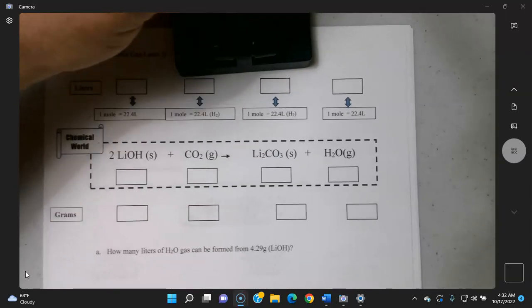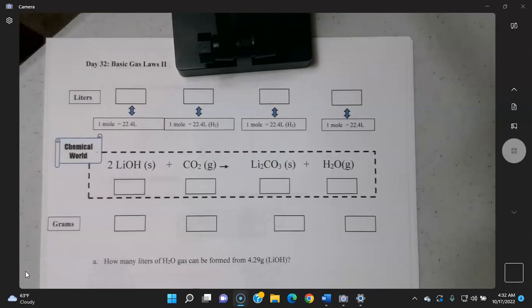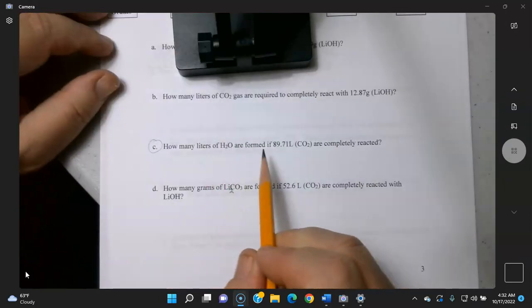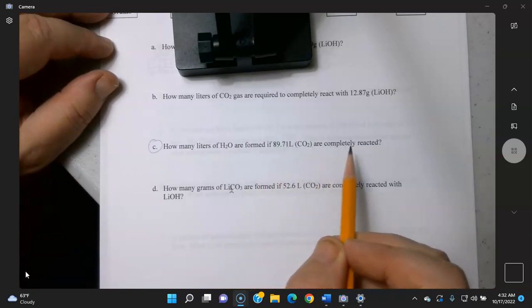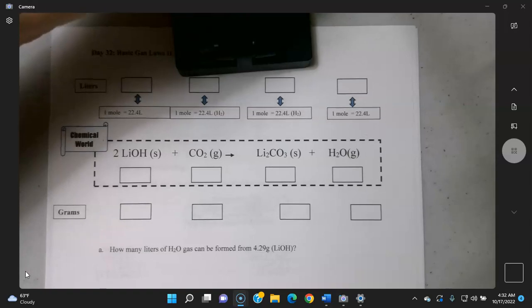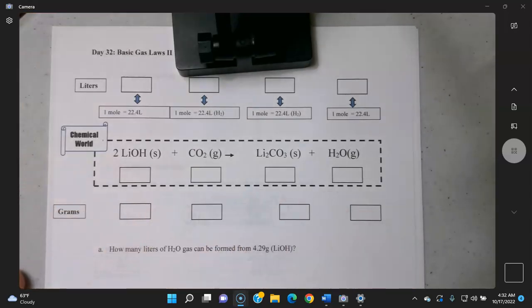Okay, I've done several grams to liters. Let's do a liters to liters. Let's do C. So I'm going to come down here and do C. How many liters of H2O are formed if 89.7 liters of CO2 are completely reacted? Okay, so we're going to come up here. First of all, we need a couple of molar masses up here, so let's compute those. You can do that on your own.